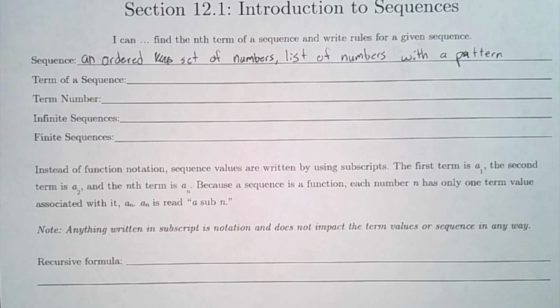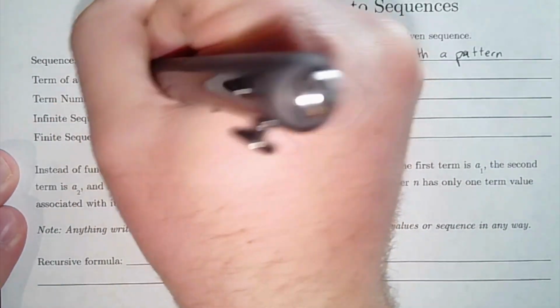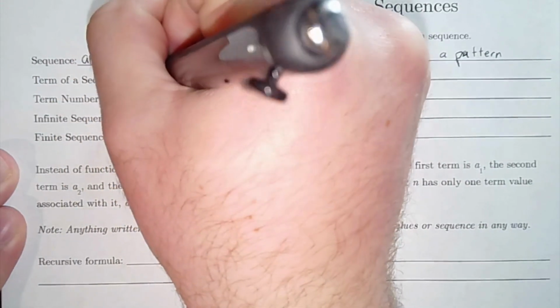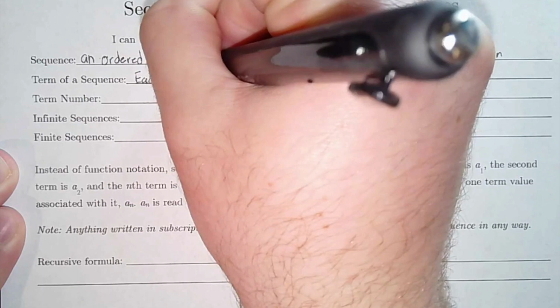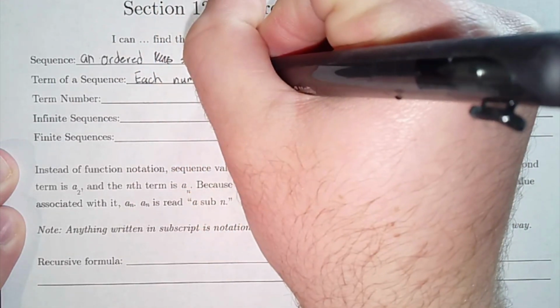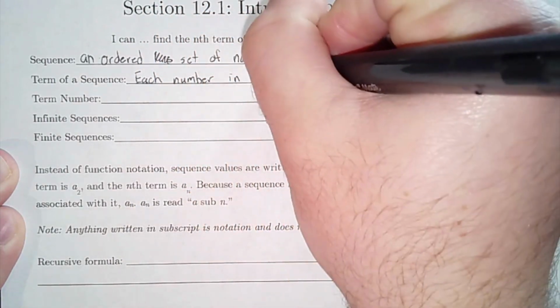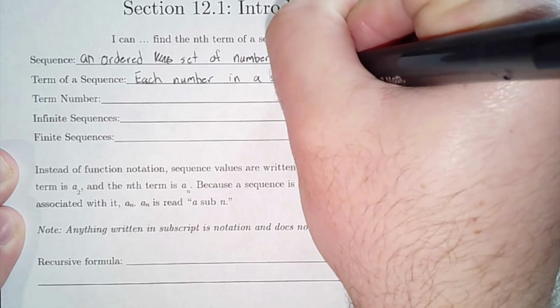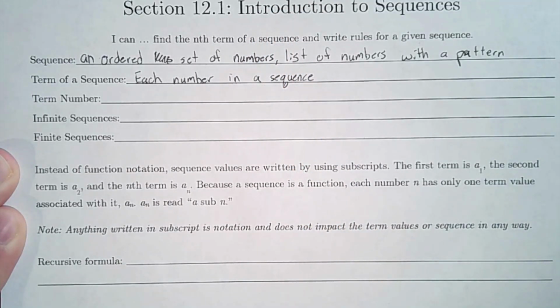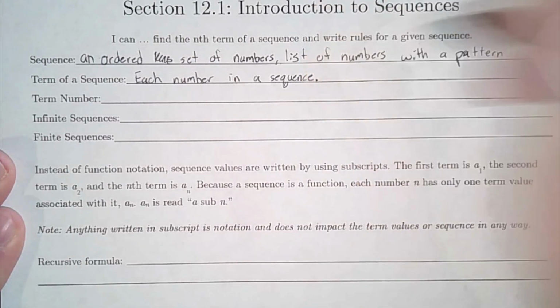When we start to talk about our sequences, we're also going to talk a lot about terms. So we have the term of a sequence, which is simply each individual number. Each number in the sequence is what we call a term. Each number in the list is called a term.